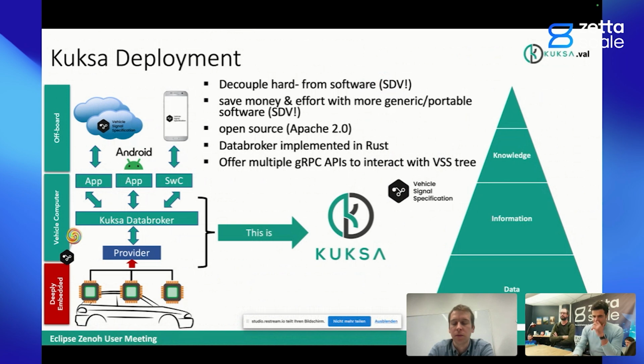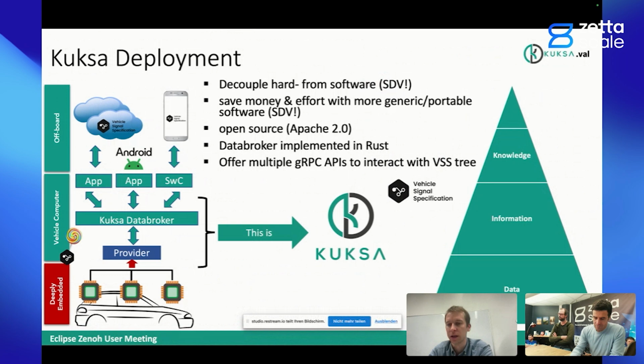upgraded to information by aligning it or putting it into the VSS data tree. This is done in a software component that we call provider, because these providers take this domain knowledge and convert the data into the VSS format and then write it into a data broker. And this data broker and also some sample providers together are the Kuksa project. That's what's also happening in open source, Apache 2.0 license, written in Rust, in the Eclipse Foundation.